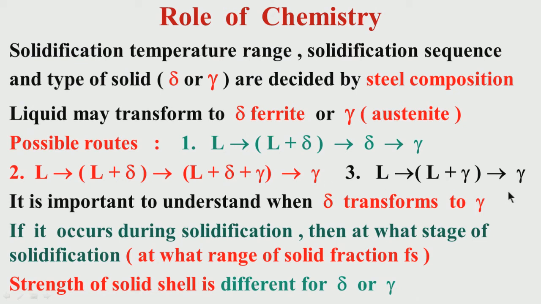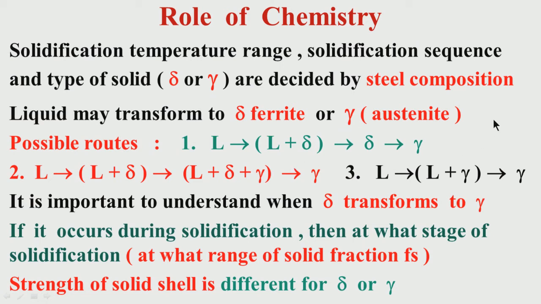Another sequence may be liquid going to liquid plus austenite and then austenite only. Finally, everything is austenite when you are coming to low temperature, maybe around 1000 or 1100, but how it is coming, what the sequence is, that changes depending on your chemistry. As I have told, for iron carbon it is the carbon or carbon equivalent, for stainless steel it is the ratio of nickel equivalent by chromium equivalent.